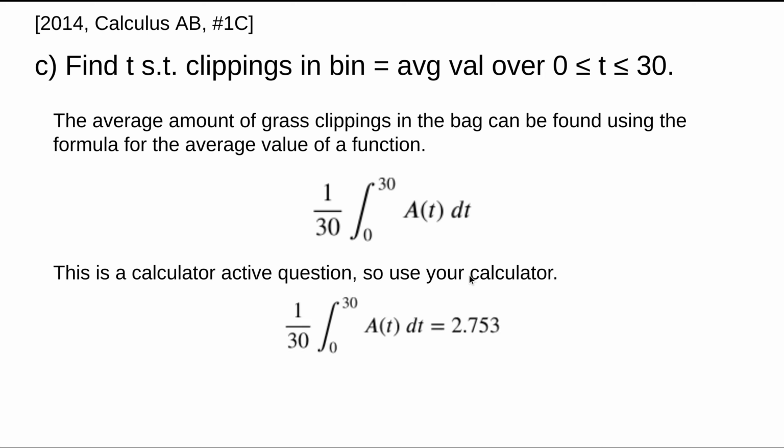But now we need to figure out what value of t has the property that that's how many pounds of clippings are in the bag at that time. And again, it's a calculator active question. There's a lot of different ways to do this on a calculator, but the value of t we need is 12.415.